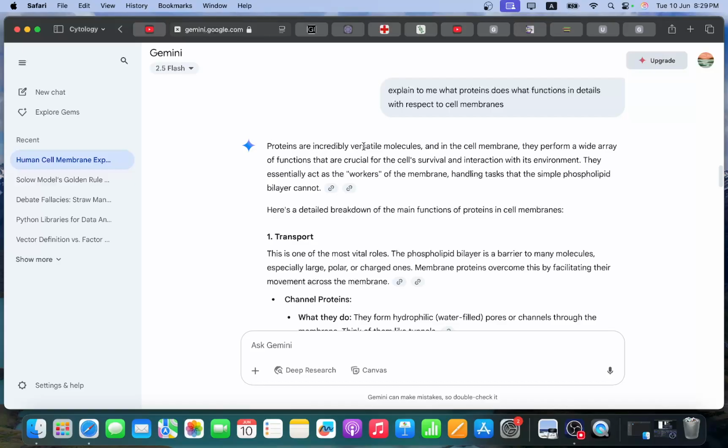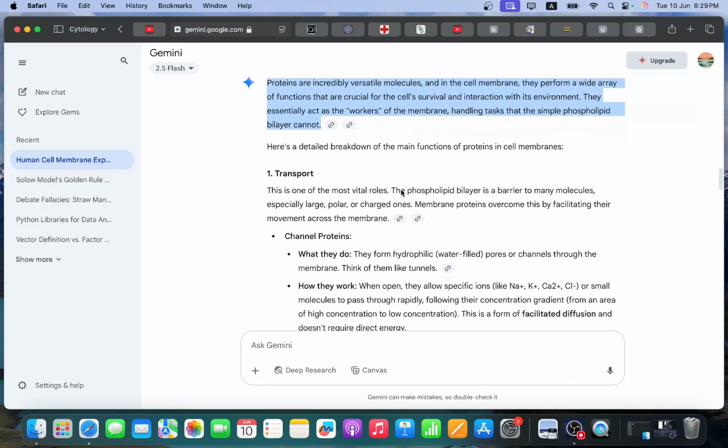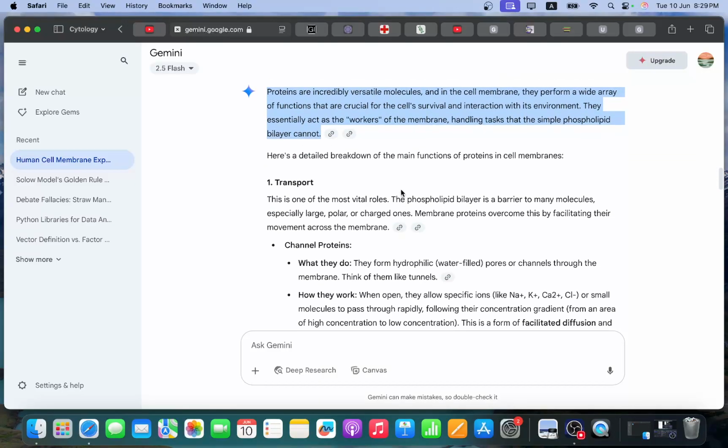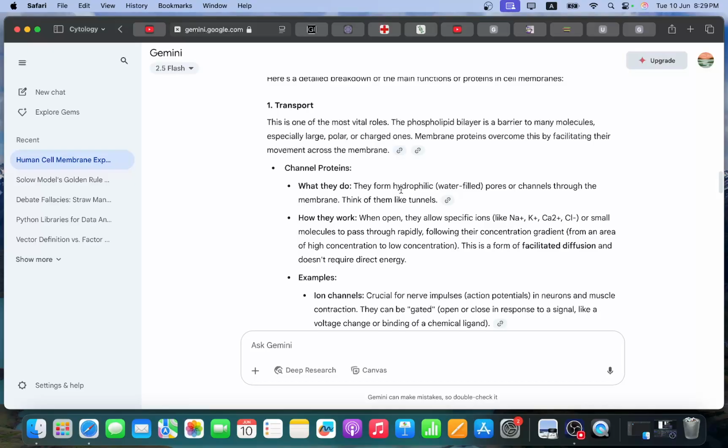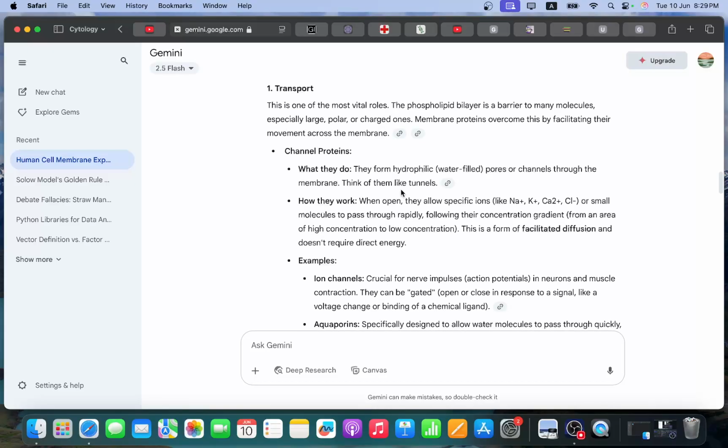Proteins are incredibly versatile molecules, and in the cell membrane they perform a wide array of functions that are crucial for the cell's survival and interaction with the environment. They essentially act as workers for the membrane, handling tasks that the simple phospholipid bilayer cannot. That is a good contextualizing. Okay, these are the workers, and the poor phospholipid bilayer cannot handle the big stuff.